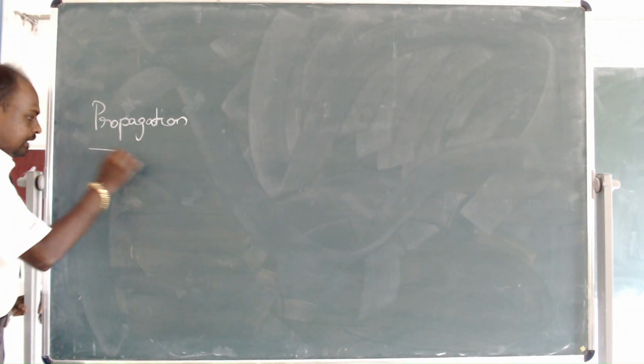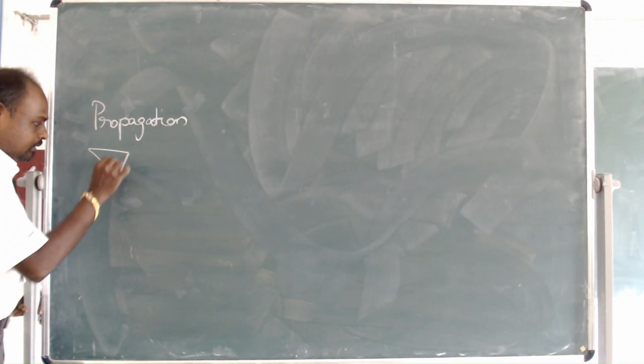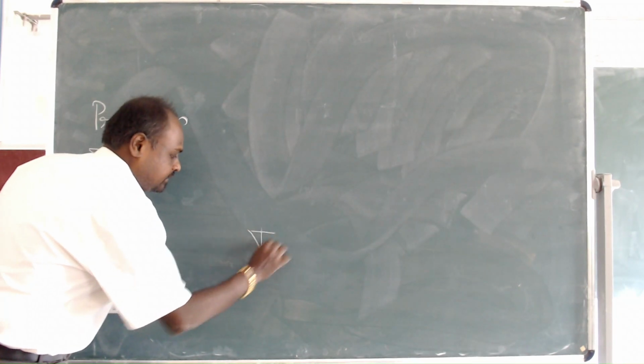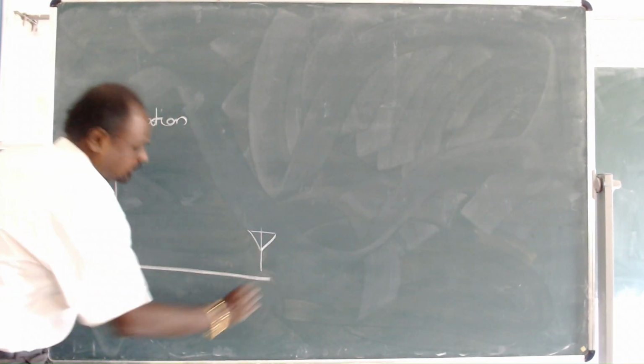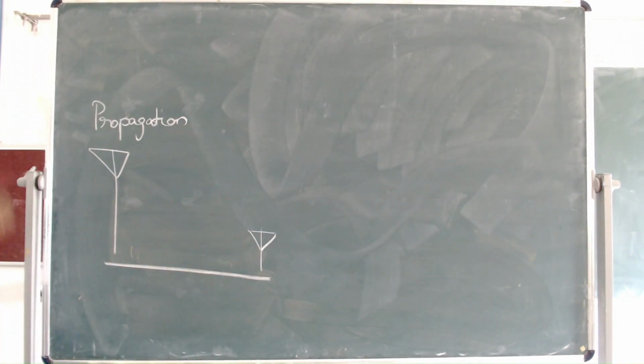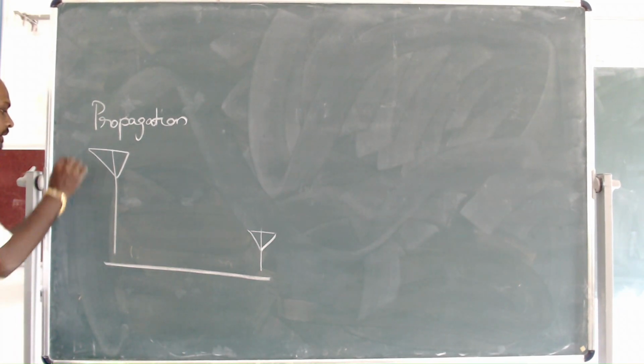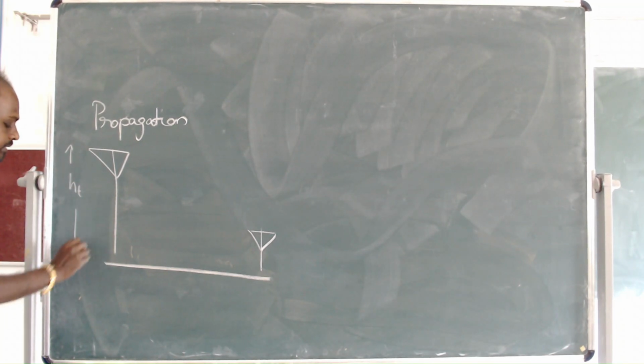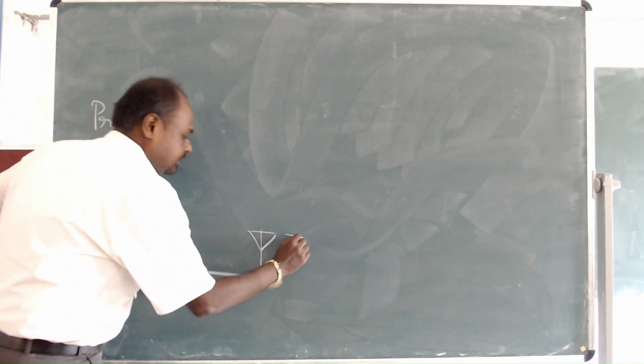Now let us have one example. You have a transmitter, you have a receiver. Normally throughout the propagation model study, we are always going to consider that the height of the transmitter antenna is in a higher position. It's an assumption, and this one is the height of the receiver.